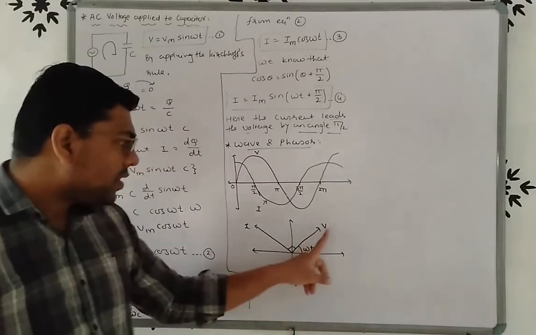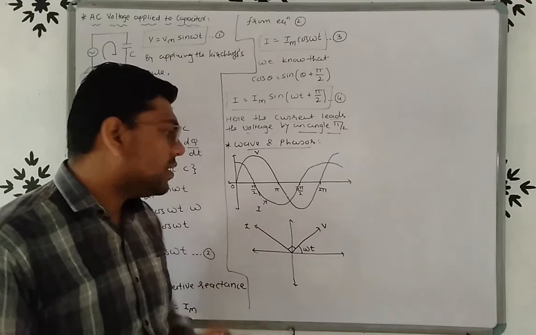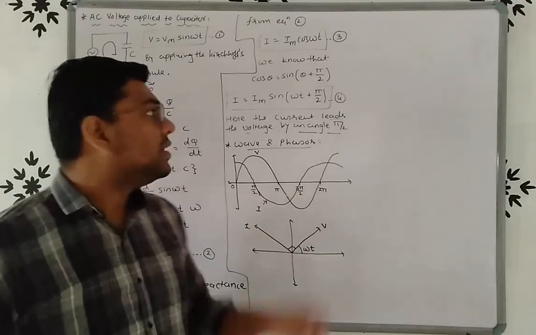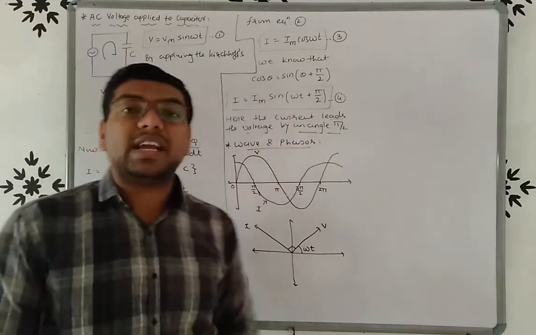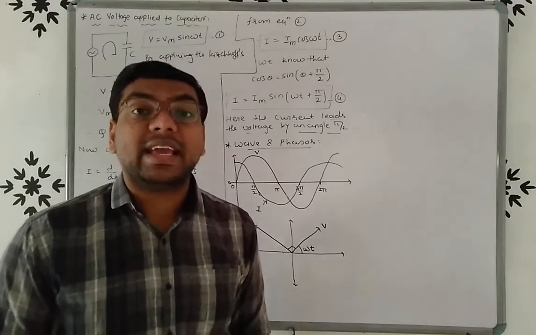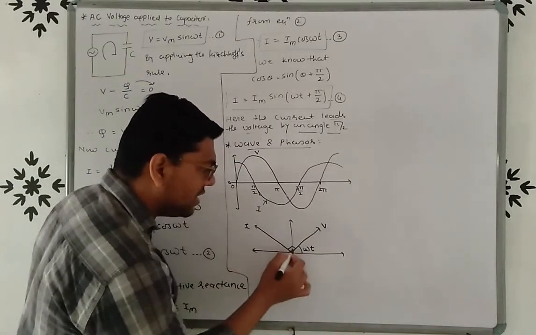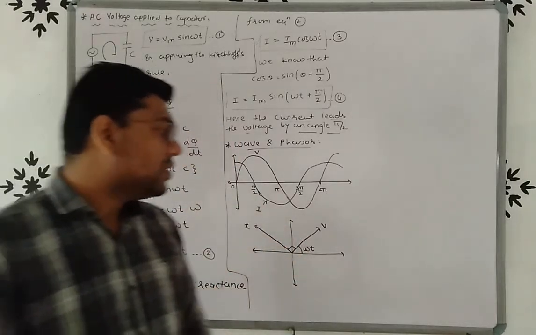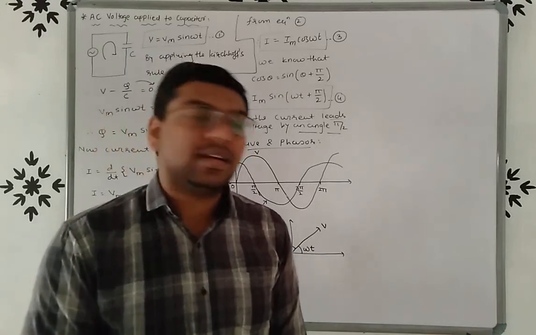Given the phasor of voltage, to draw the phasor of current, we know that the equation of current is I = Im sin(omega t + pi by 2). That means the current is ahead of the voltage by angle pi by 2. So here you can see that the current is ahead of the voltage by angle pi by 2. So this is the phasor of voltage and current.